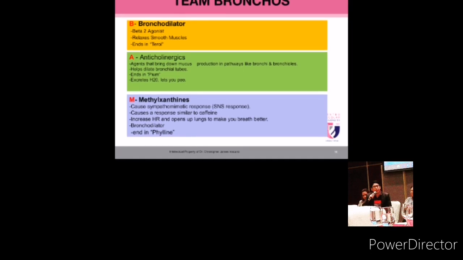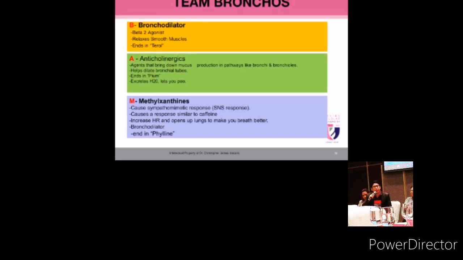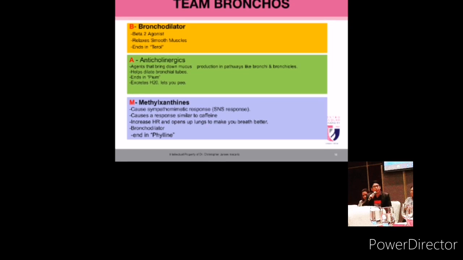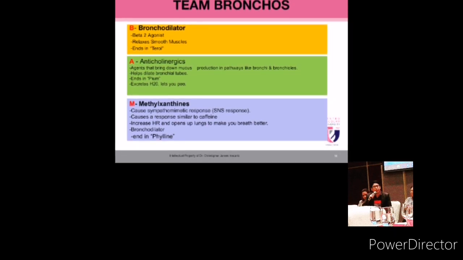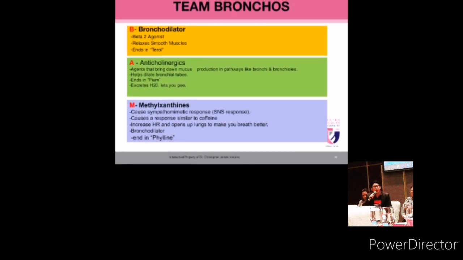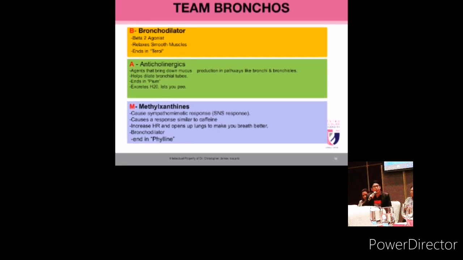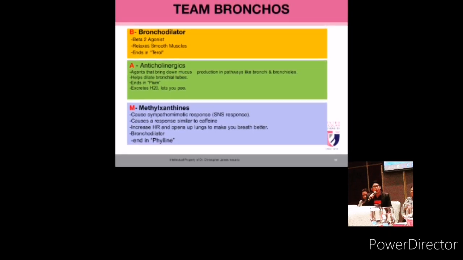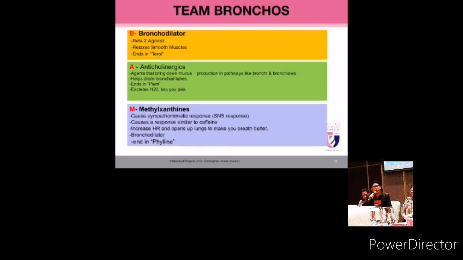Okay? Next is A for anticholinergics. These agents bring down mucus production in pathways like the bronchi and the bronchioles and help dilate bronchial tubes.